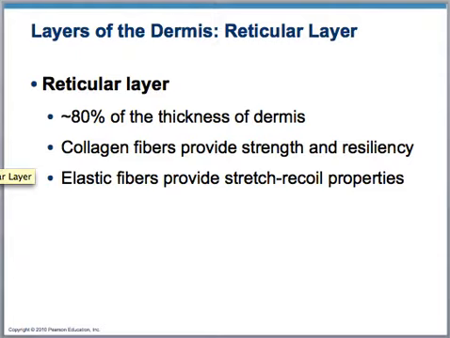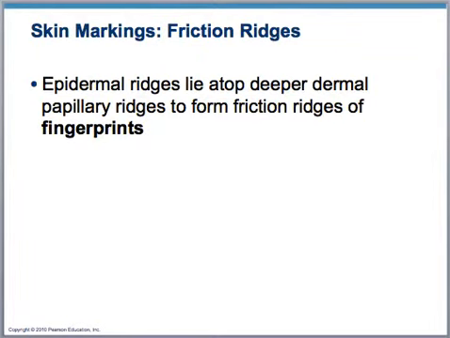Following the papillary layer, we have the reticular layer. This is 80% of the thickness of the dermis, so making up most of that dermal layer. Has collagen fibers, again, to provide strength and resiliency, and elastic fibers to provide those stretch and recoil properties. So if you pull on your arm skin, you can see that it'll snap right back into place. We know that as we age, that ability to recoil right back into place starts to lessen or weaken, and that is why people get wrinkles or saggy skin as they age.